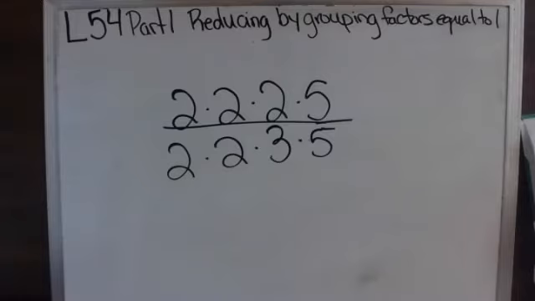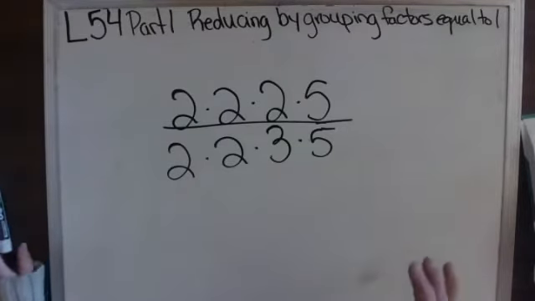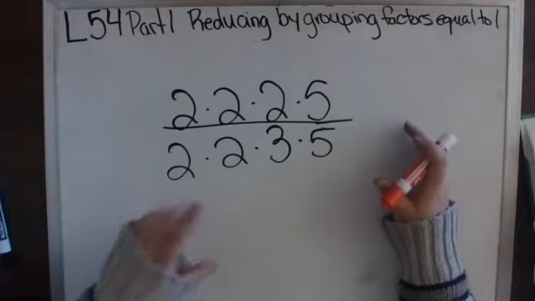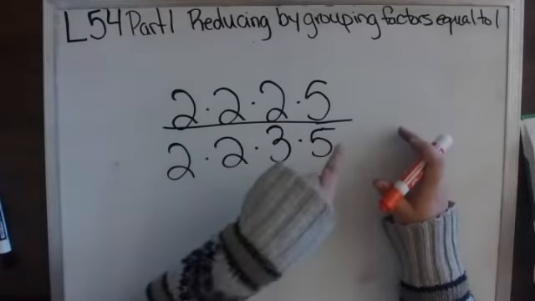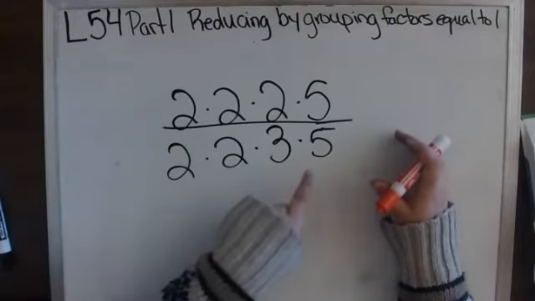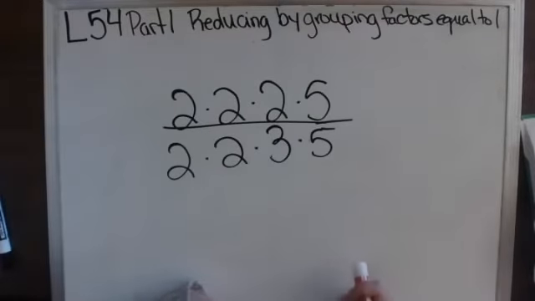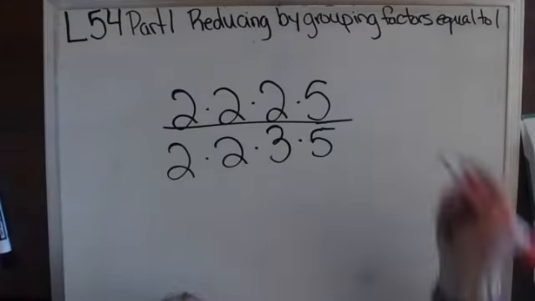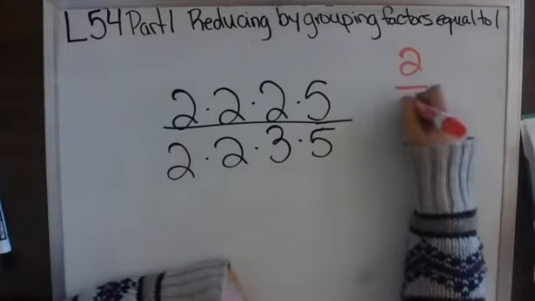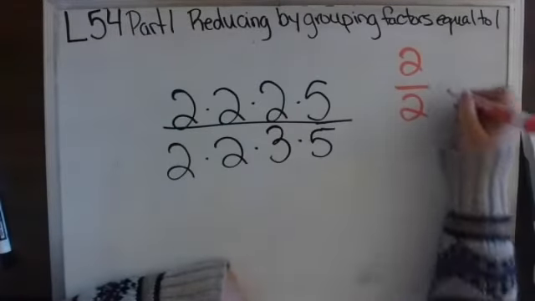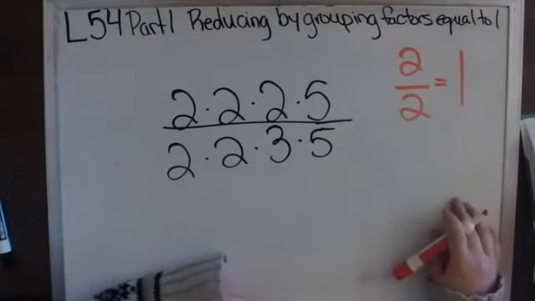So when you're talking about reducing by grouping factors equal to 1, we're looking at a fraction to start with. So this is our fraction, and this fraction says 2 times 2 times 2 times 5 over 2 times 2 times 3 times 5. Because remember, all of these dots mean multiplication, okay? So when you're talking about grouping factors of 1, we would normally see, for example, if we had a fraction of 2 over 2, that equals 1 whole, okay?